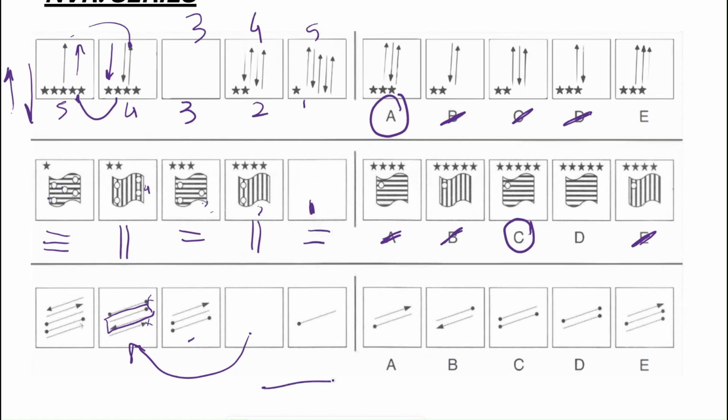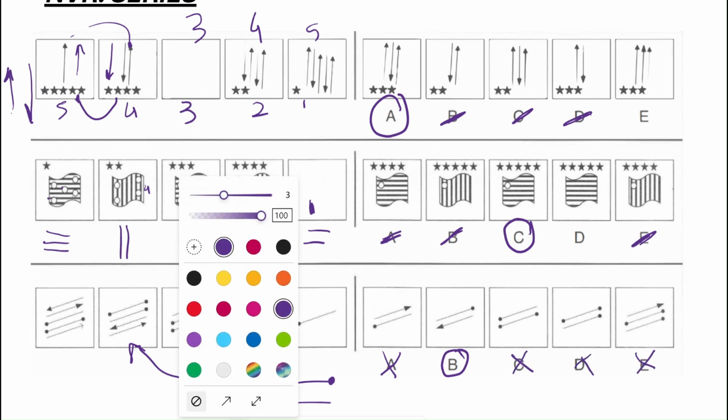So see the options which have the point here and an arrow pointing down. A is rotated. Yeah, B is going to be my answer. Not C, not D. E has 3. So B is my answer.